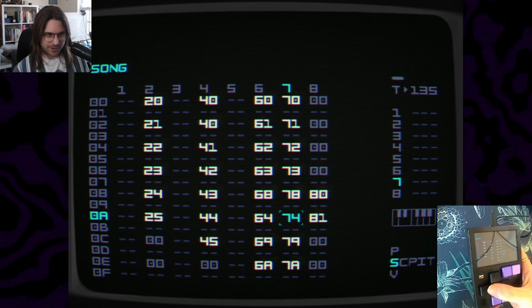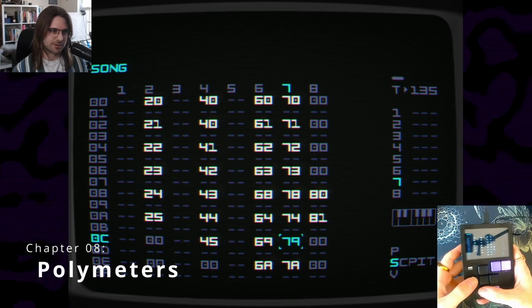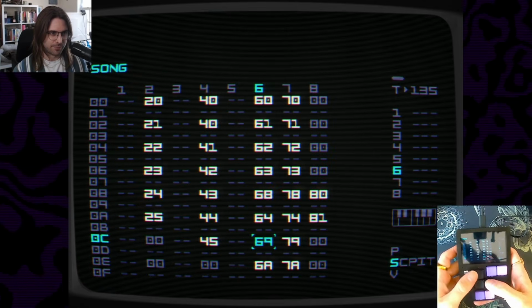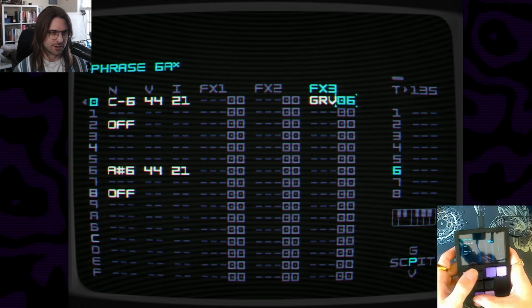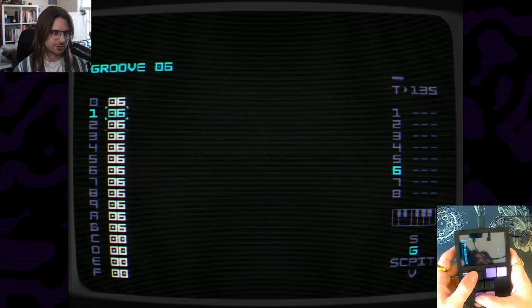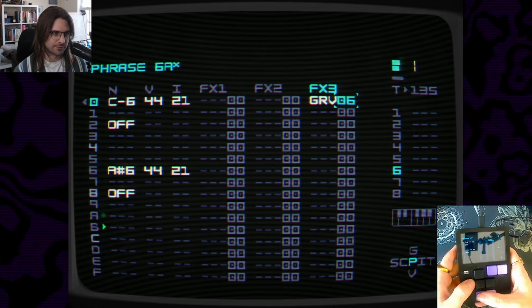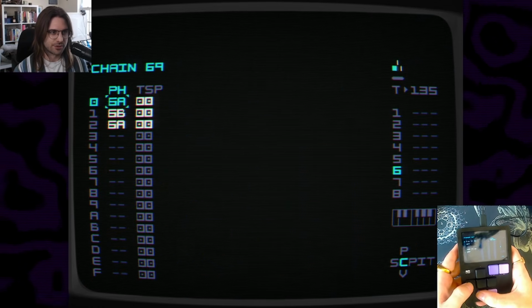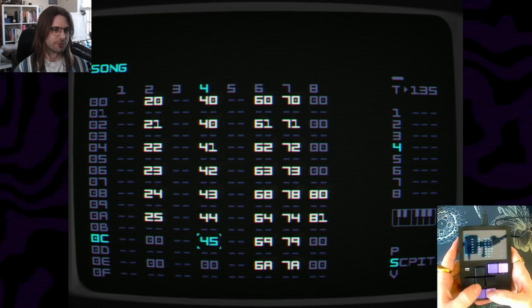But if you don't want everything to be synced up, that's also possible. I have this little polymetric example here. On track 6, I am using our 3/4 groove. So this is a measure of 3/4. And then on the other 2 tracks, I believe 4 and 7, they're both in 4/4.